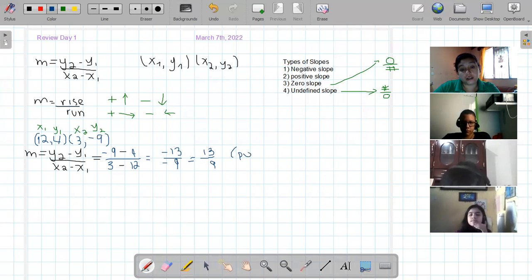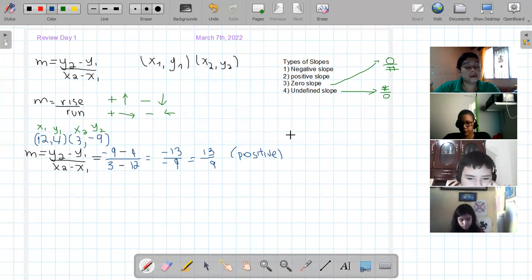Positive, because it is a positive answer. That's how we know that it's positive, because the answer is a positive number. So in your exam, probably you're going to place if it's positive or negative. I don't remember, okay? So this is the first type of exercise that we're going to have, finding the slope with this type of given points. Let's do another one, okay?